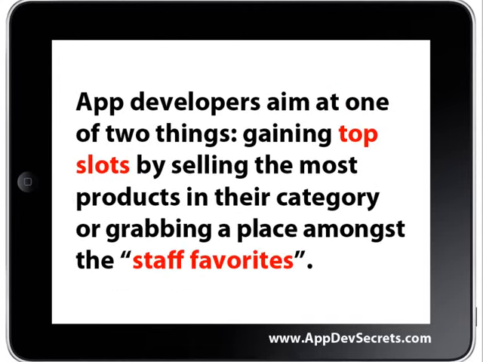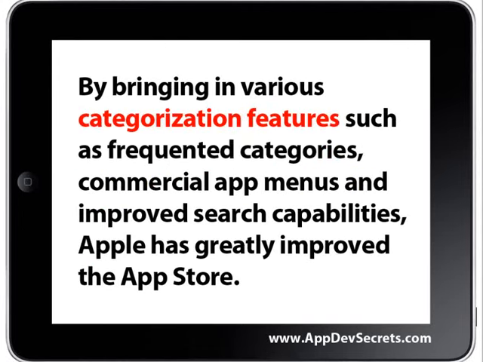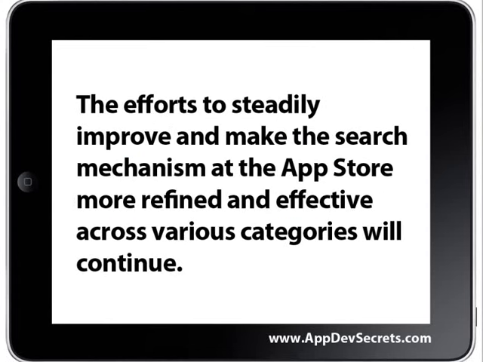App developers aim at one of two things: gaining top slots by selling the most products in their category or grabbing a place amongst the staff favorites. The latter are the apps that make up the new and noteworthy and what's hot sections at the App Store. By bringing in various categorization features such as frequented categories, commercial app menus, and improved search capabilities, Apple has greatly improved the App Store. The efforts to steadily improve and make the search mechanism at the App Store more refined and effective across various categories will continue.